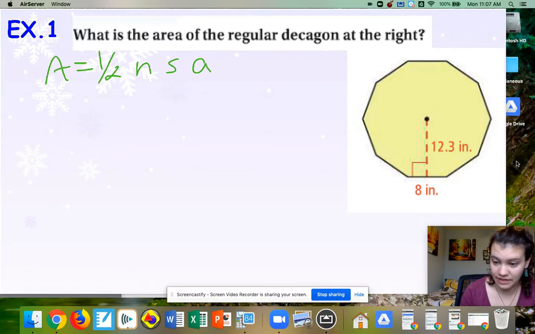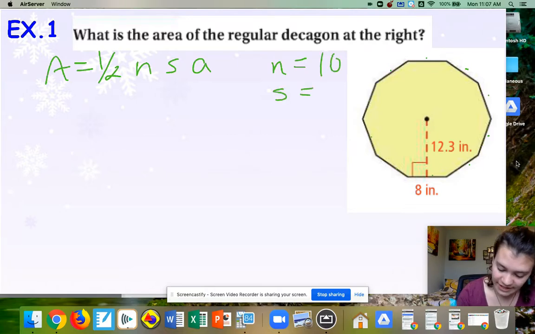Again, I like to write everything down so I have all my different parts. So count your number of sides. If it says it's a decagon, that means 10, or you can count and go 1, 2, 3, 4, 5, 6, 7, 8, 9, 10, and have 10 for your number of sides. Side length here is going to be this, which is 8 inches, and our apothem, again, coming from the center straight down with a 90-degree angle, is going to be 12.3.